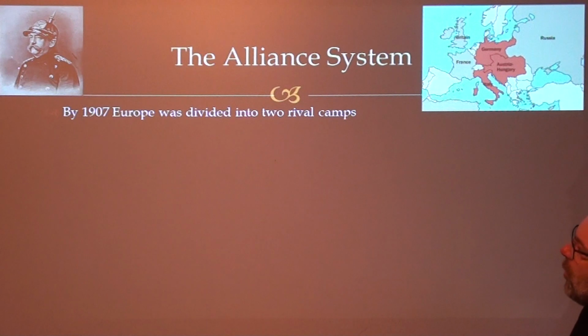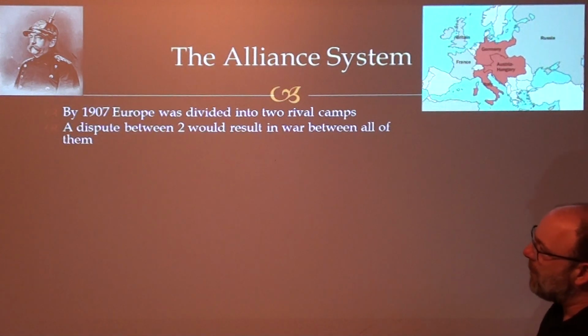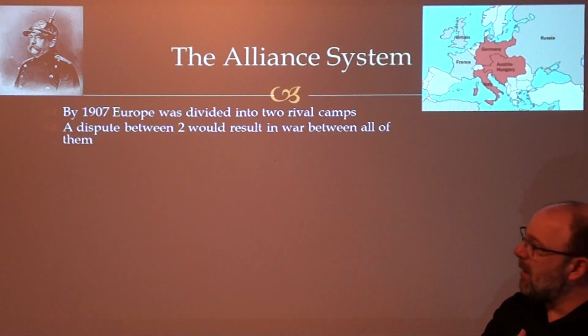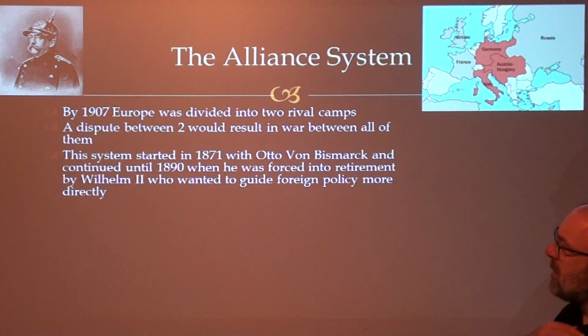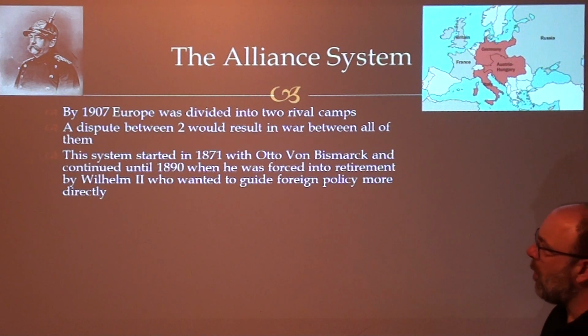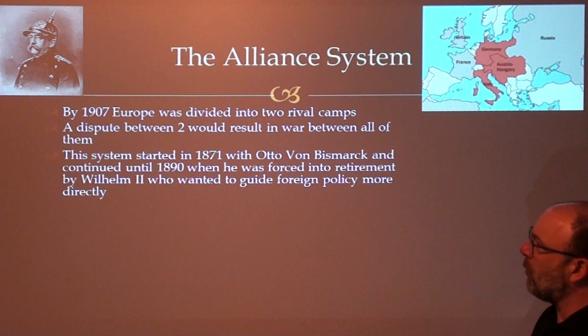So, here we are. By 1907, Europe was divided into two rival camps. As I just said, a dispute between two would result in war between all of them. This system started in 1871 with Otto von Bismarck and was continued until 1890 when he was forced into retirement by Wilhelm II, who wanted to guide foreign policy more directly.